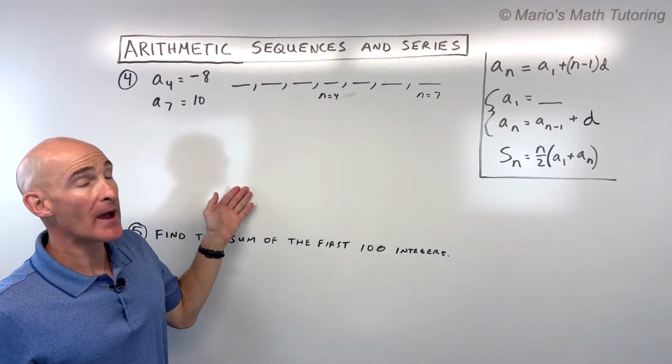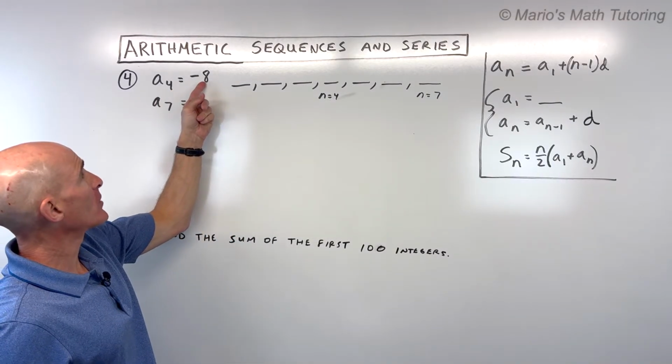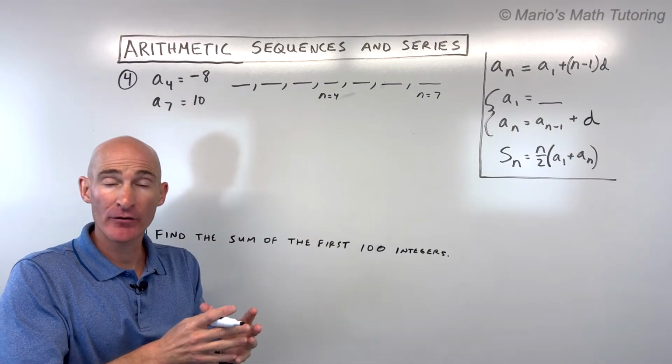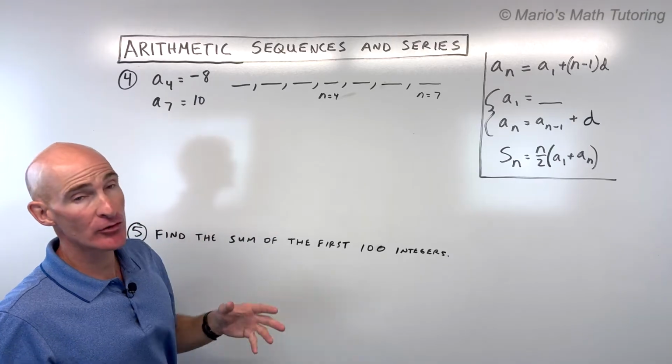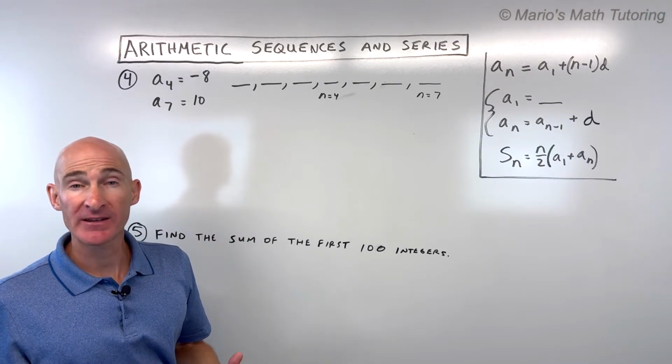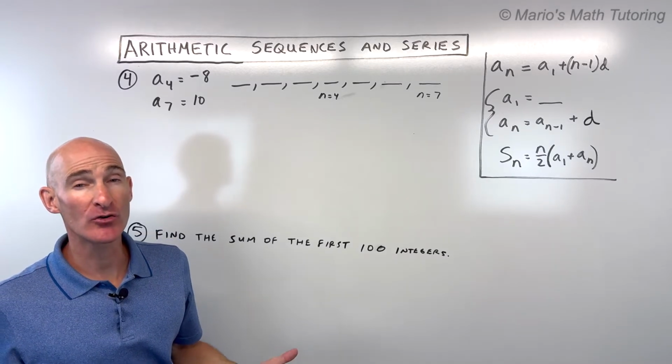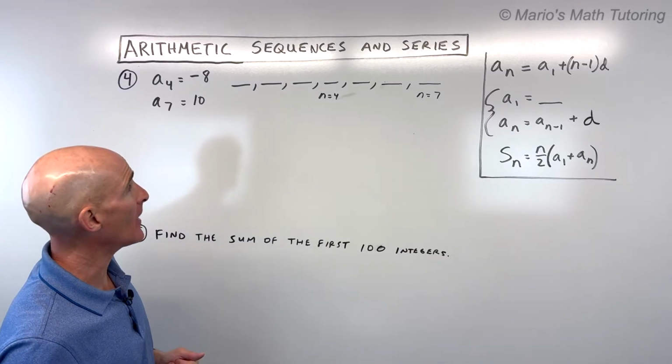Okay, for number 4 now, we've got a sub 4 equals -8 and a sub 7 equals 10. So they're telling us the value of the 4th term, they're telling us the value of the 7th term. Let's say that this is an arithmetic sequence and we want to write an explicit rule for any term in this sequence. How would we do that?